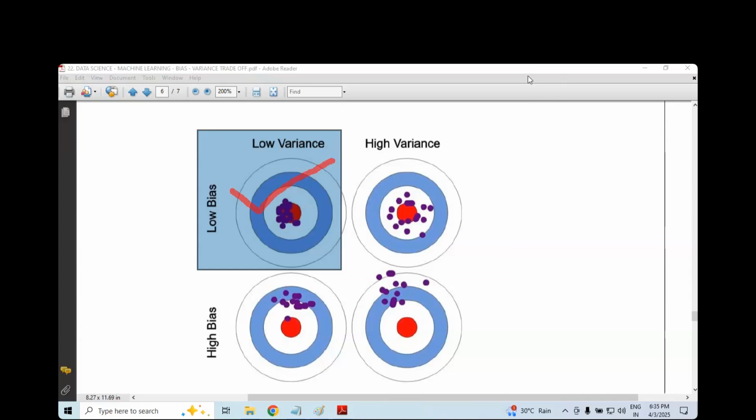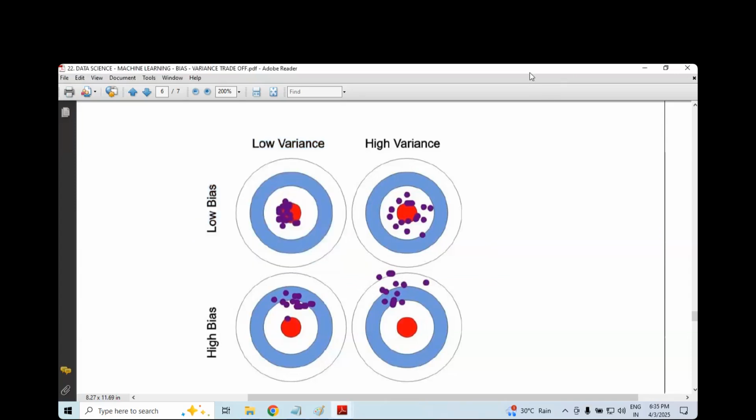Now let me explain the second position. What is the second position, sir? Can you tell me? Low bias value, and the next one is what exactly? High variance value. What is this position called?